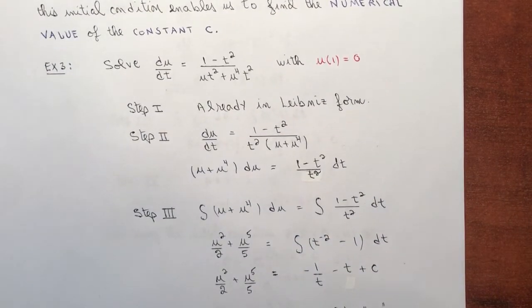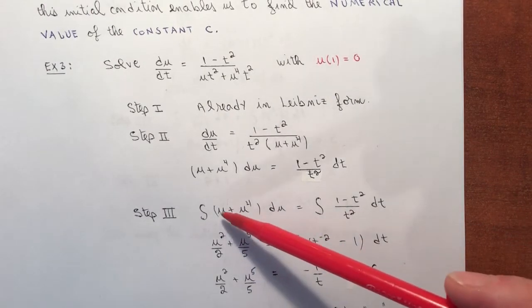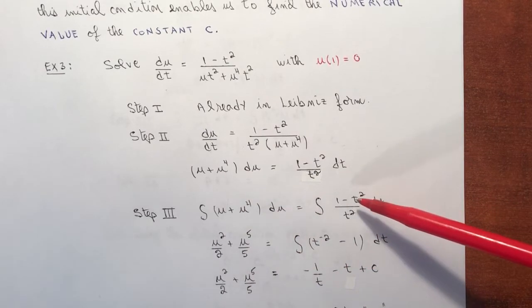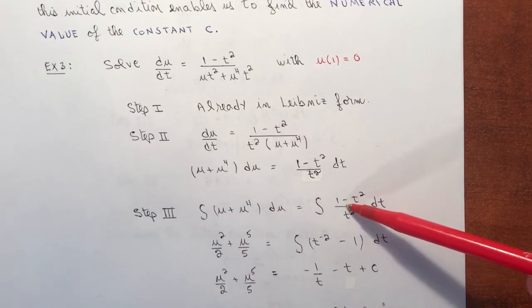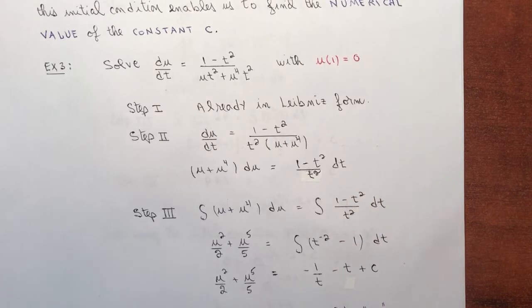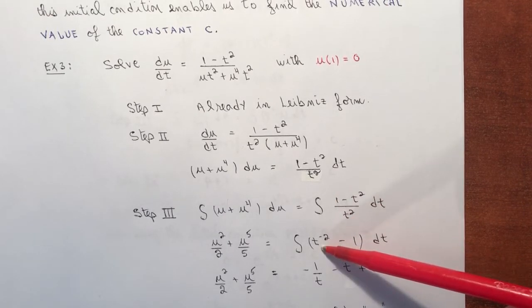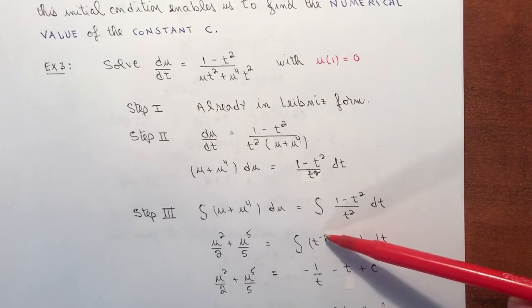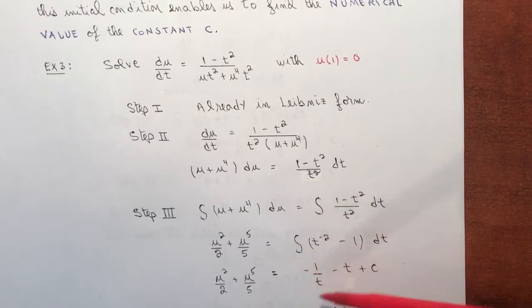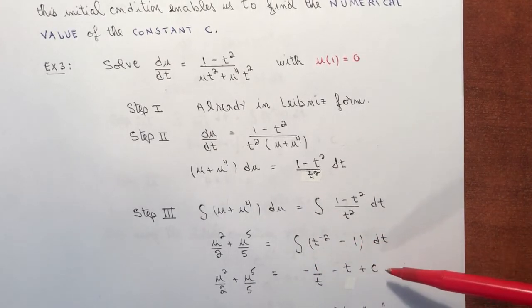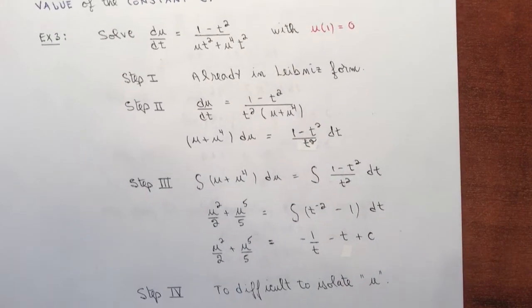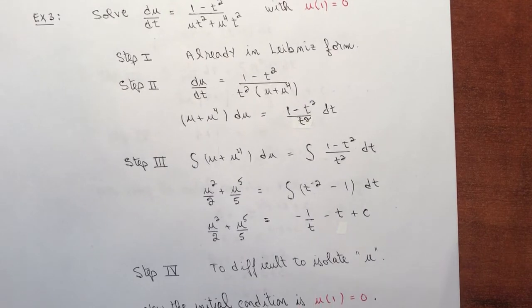So we integrate, again, easy integrals. The integral of u du is u squared over 2. The integral of u to the 4 is u to the 5 over 5. While here, it is best to break this right here in half, the fraction. So 1 over t squared is t to the minus 2. t squared over t squared is 1. Now the integral of t to the minus 2 is t to the minus 1 over minus 1, which is the same as minus 1 over t. And the integral of minus 1 dt is minus t. We put our plus c here.